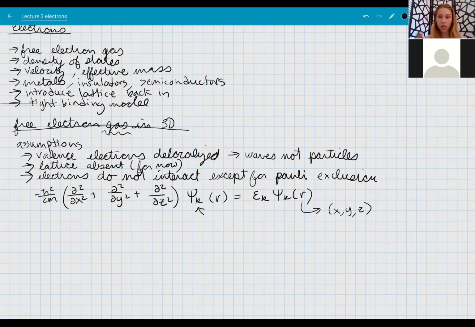So one solution to this form of the Schrodinger equation is a plane wave. This can be written as psi sub k of r is equal to e to the i k dot r, which if we want to write it very explicitly in Cartesian coordinates, is equal to e to the i times kx times x plus ky times y plus kz times z. That is a wave function that does solve this differential equation. It is a solution to the Schrodinger equation.